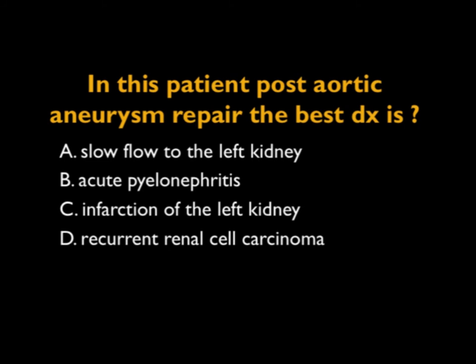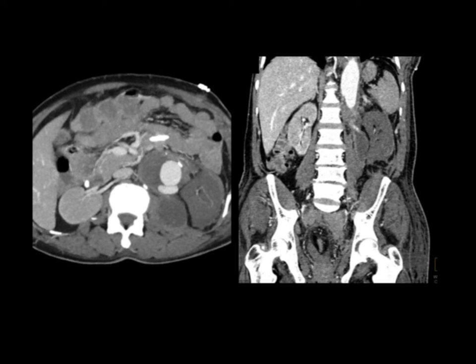This patient had an aortic aneurysm repair, and I asked you for the best diagnosis. You can see the aneurysm and you can see the repair, and we're looking for complications. And if you look both in the axial and coronal, you do see some fluid in the psoas muscle, so that would be a resolving hematoma, but that's not the issue. Look at the left kidney. There's essentially no flow. That's not the appearance of pyelonephritis, and it's not slow flow. If it was slow flow, you can see perfusion changes, but here basically there's no perfusion.